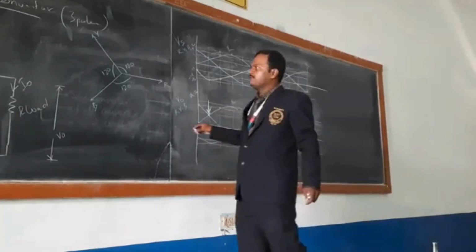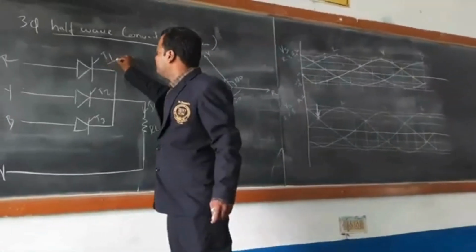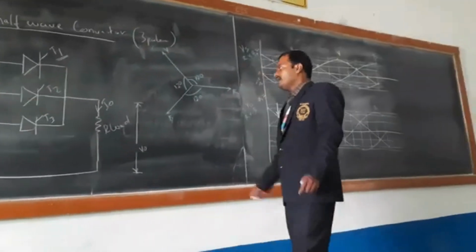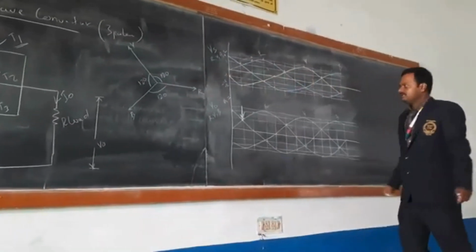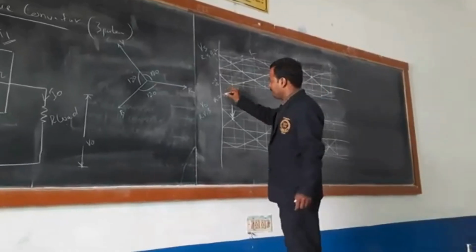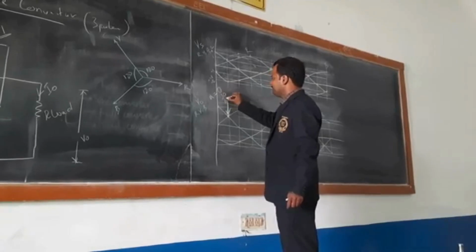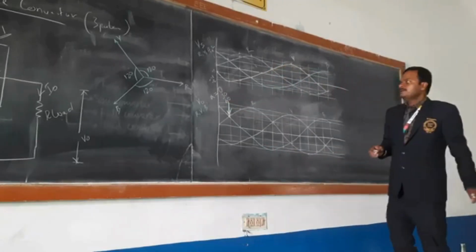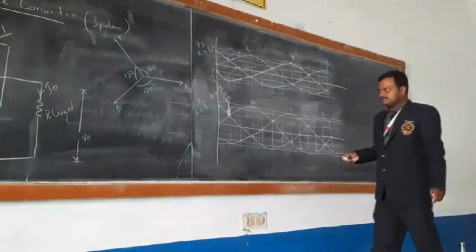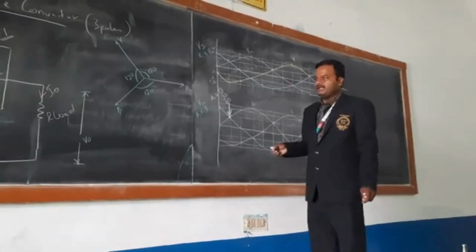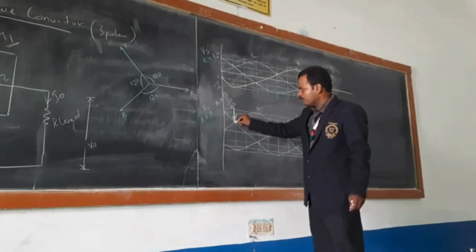We are going to give the pulses to the T1 first. The phase angle we can take alpha 0. First we are going to take alpha 0, 30 and then 60. First we are going to take the phase angle 0. 0 means we are going to give the angle at the crossover point itself.